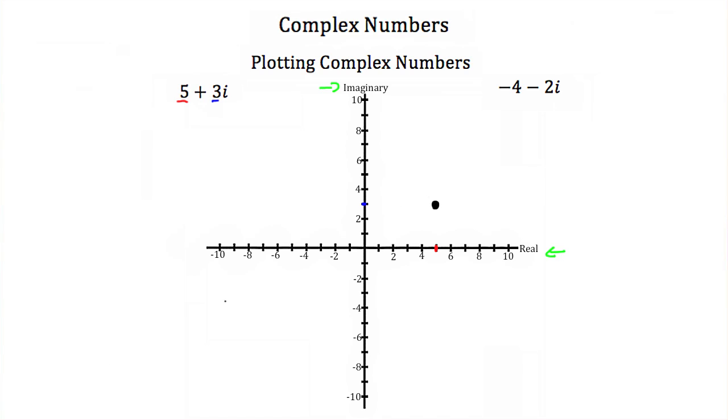If I wanted to plot negative 4 minus 2i, I'd go to negative 4 on my real axis, which is right here. And I go to negative 2 on my imaginary axis, which is right here. And where those two are, we'd have a point right here. And this is the point negative 4 minus 2i.